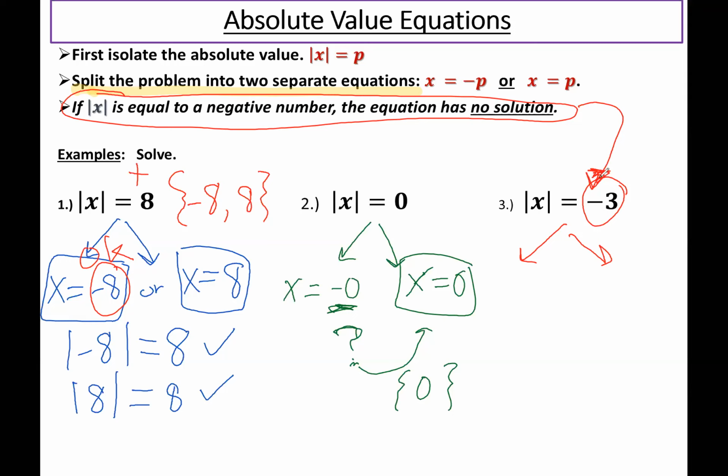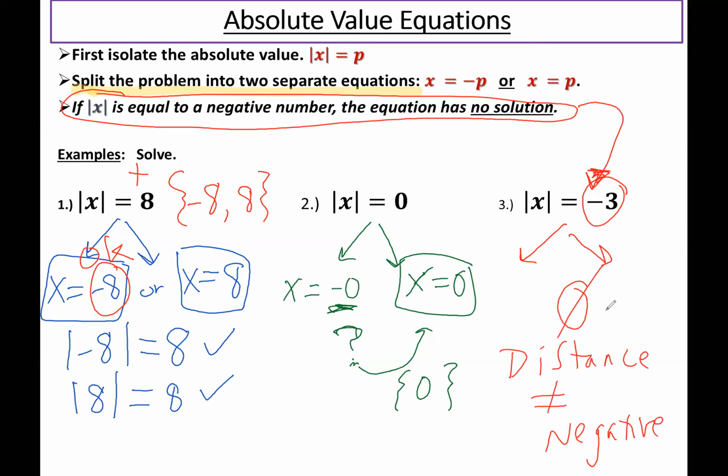Okay. The problem with number 3 is that we're trying to solve a problem where distance is negative, and that doesn't make sense. So there's actually no solution here. Okay, so we would say distance cannot be negative. That's kind of the reason. But what we would say is there's no solution.